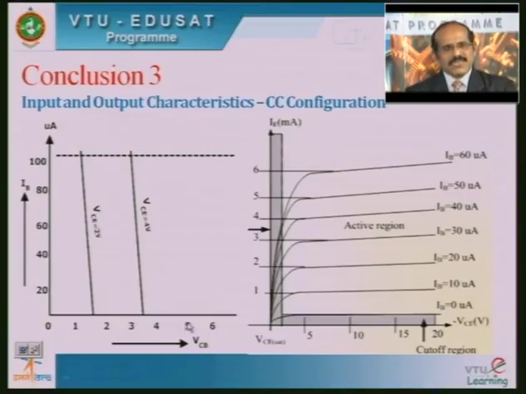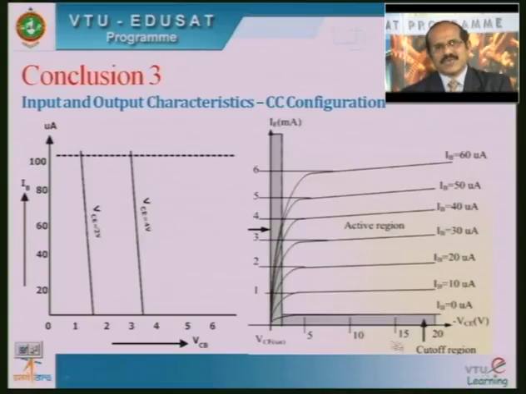What you can note from this is that the input characteristics of the CC configuration are totally different from those of either the CB or common base or common emitter configuration. Another point you can note is that whenever VCB increases, VBE decreases, and the decrease in VBE will cause the base current to decrease. Therefore, we get this type of characteristics, and it can be noted from the output characteristics we discussed.